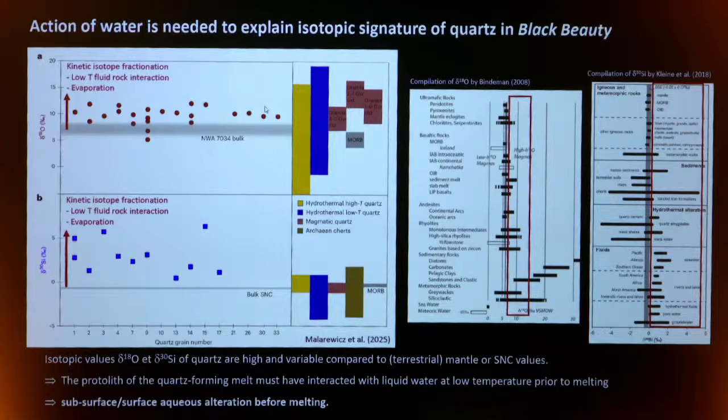So in any case, the protolith of a quartz-forming melt must have interacted with liquid water at low temperature, it's important, prior to the melting, which means that we need to have subsurface, surface alteration, aqueous alteration before the melting, so before the 4.3 gigayears.